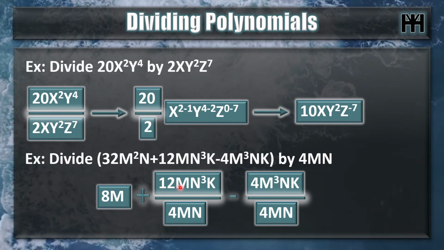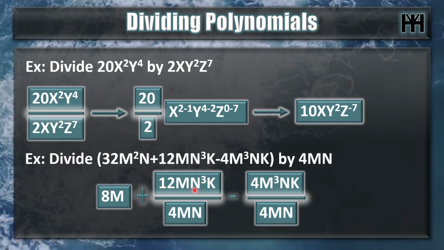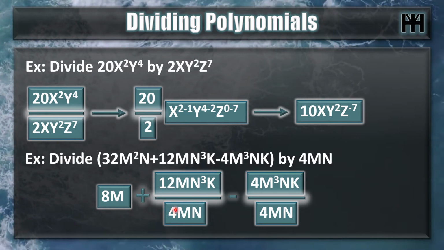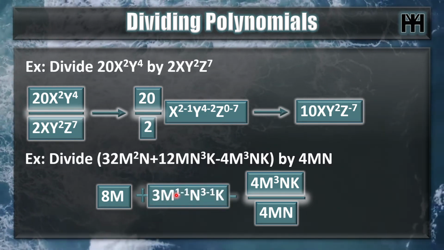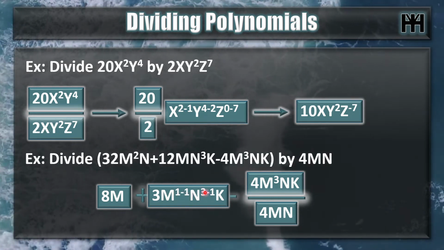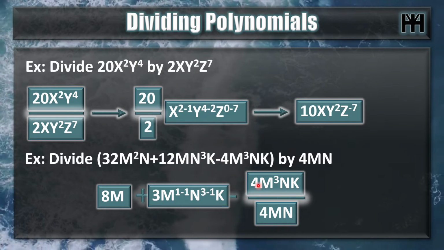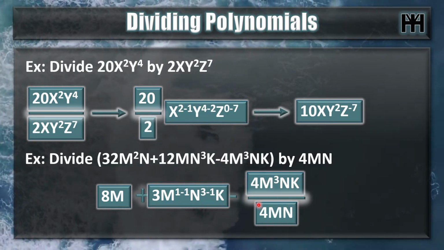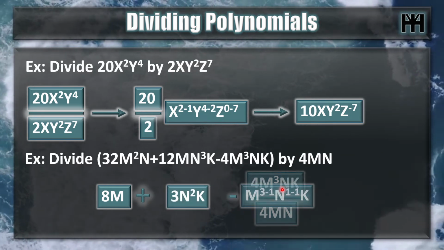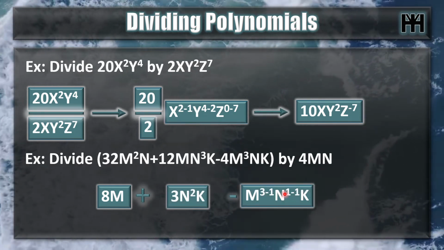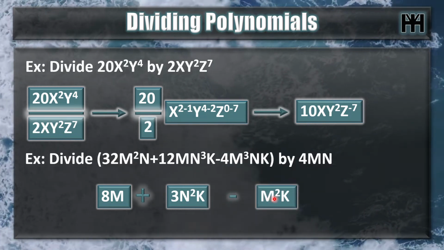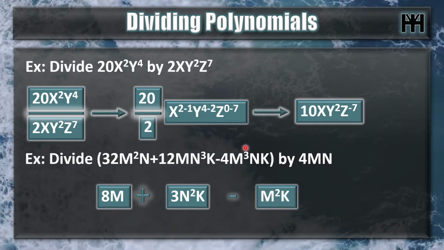Then we have 12m n cube k over 4mn. So 12 over 4 will be 3, m power 1 minus 1, and n power 3 minus 1, k. Then minus 4m power 3 n k over 4mn. 4 will be cancelled out with the 4, so we have m power 3 minus 1, n power 1 minus 1, k. So it will be m power 2 k.